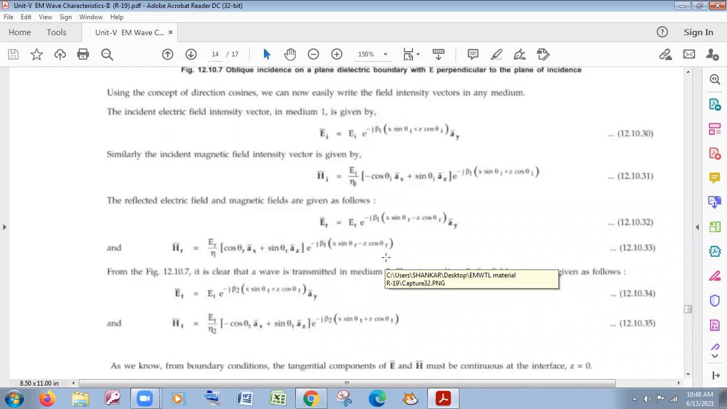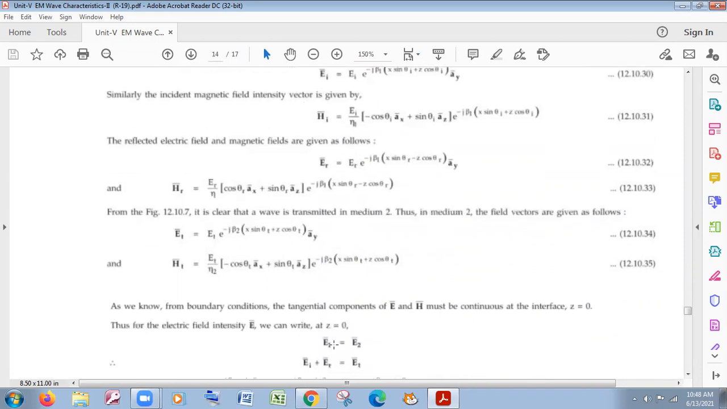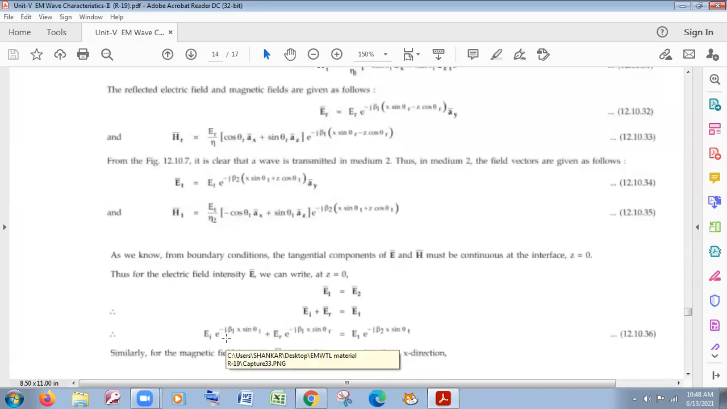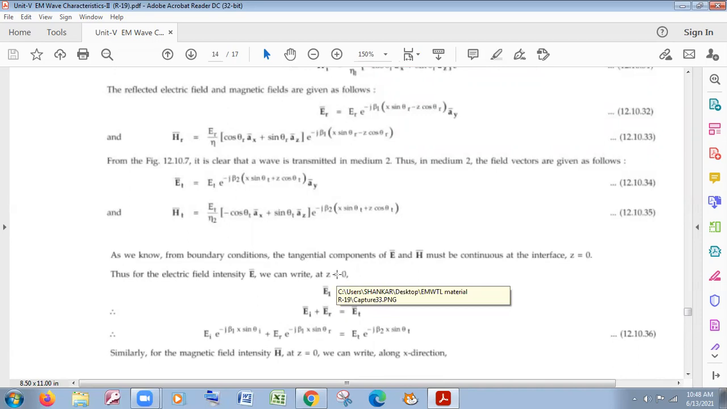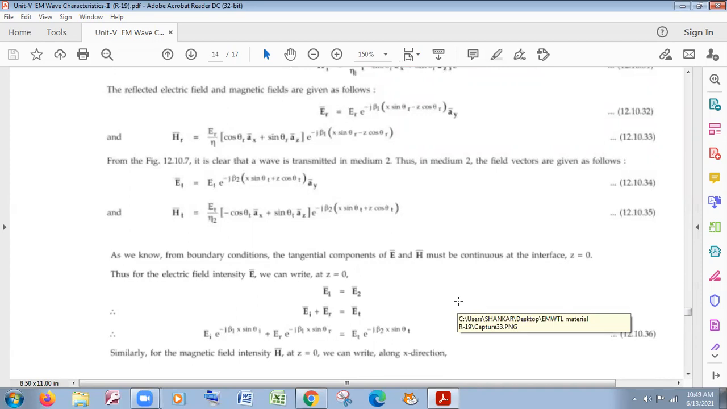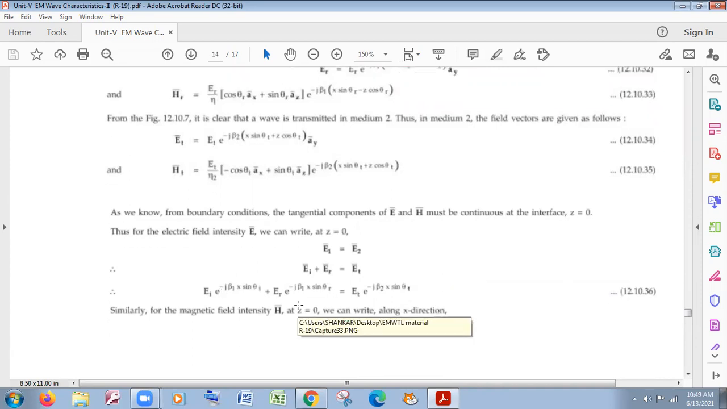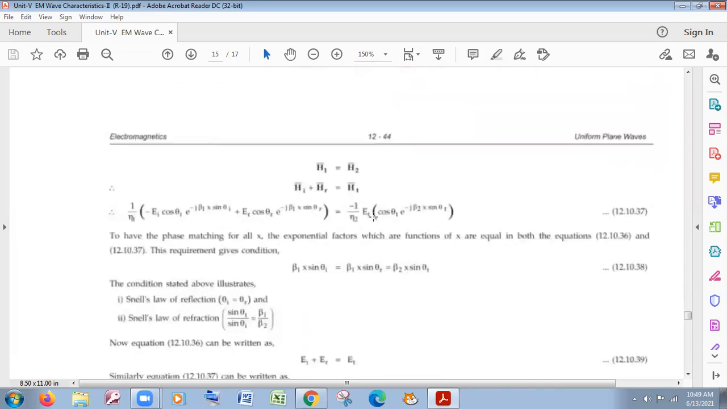E1 bar is equal to E2 bar as tangential components. E1 bar is EI plus ER is equal to ET, and we can substitute the exponentials only at z equal to 0. All the exponentials are equal, with EI, ER, and ET. Not TI, EI, ER and ET, the exponential coefficients at z equal to 0.